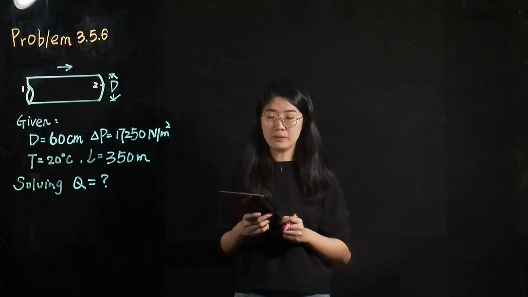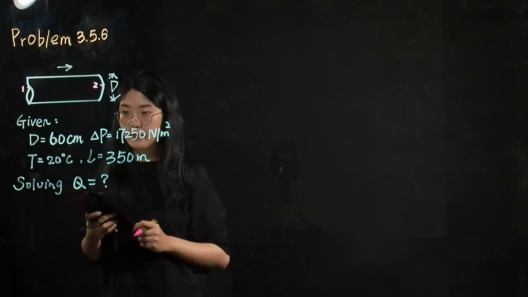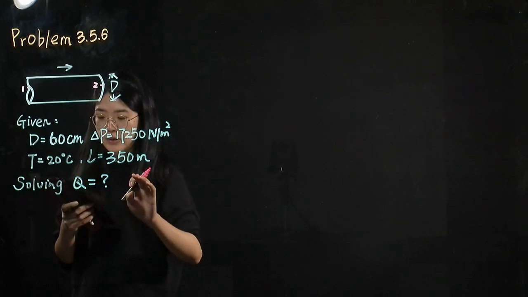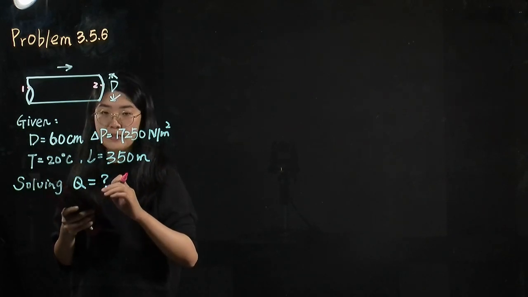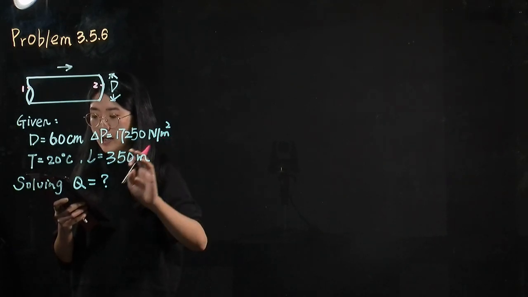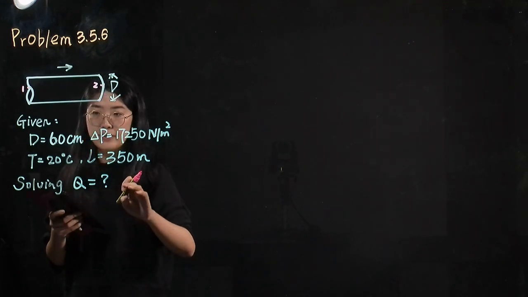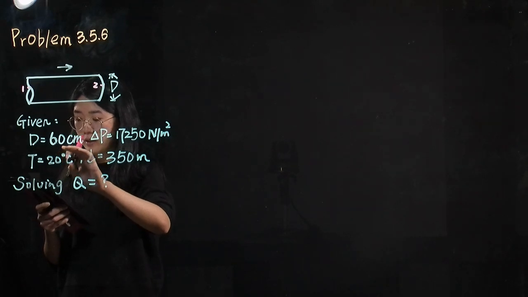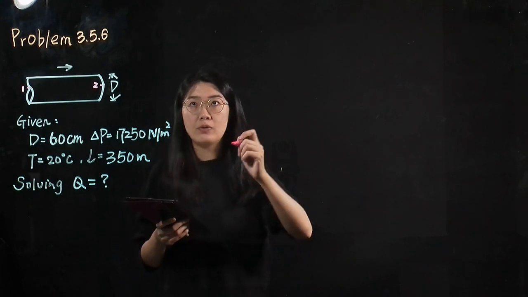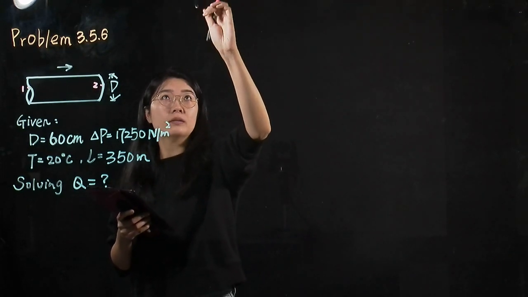Let's look at problem 4. It asks us to determine the flow rate of water with a temperature of 20 degrees Celsius that will cause a pressure drop of 70,250 Newton per square meter in 350 meter of horizontal cast iron pipe with a diameter of 60 centimeter. Ignore the minor losses. So the first step to solve this problem, we want to write the energy equation.